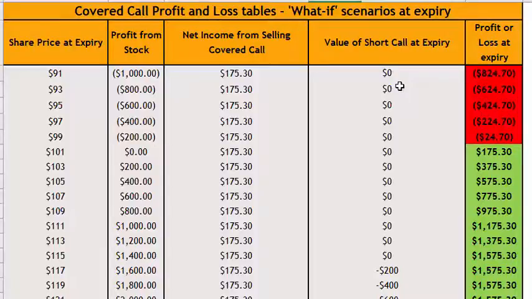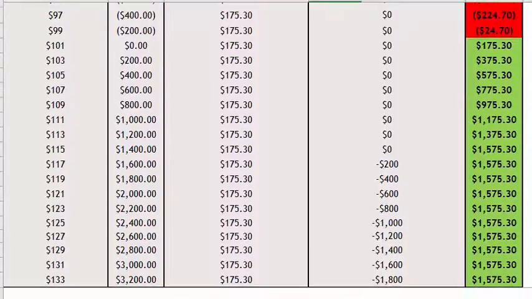So you can see here, because we sold a $115 call, there's no value in this call option at expiry until the share price gets over 115. Then at 117 you see a minus 200 here. So why is it a minus? Well, we've obligated ourselves to sell our shares at 115. So if the share price is at 117, obviously that call option contract has $200 of value in it, but it's not our value. We sold that call option contract, so it's a negative for us. And we do that for every potential outcome.